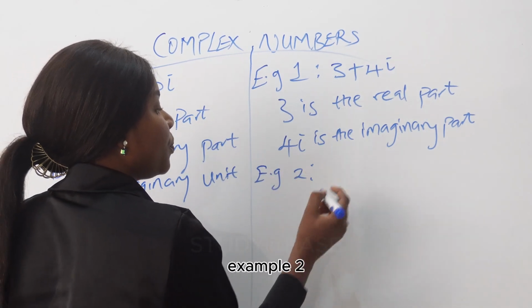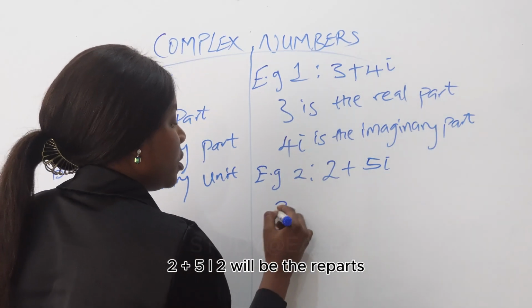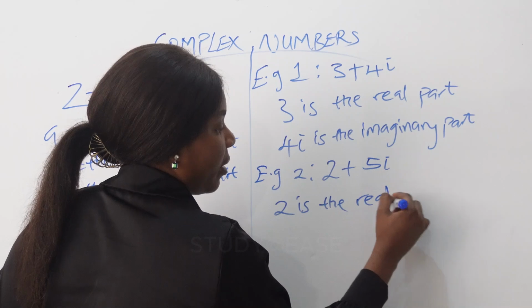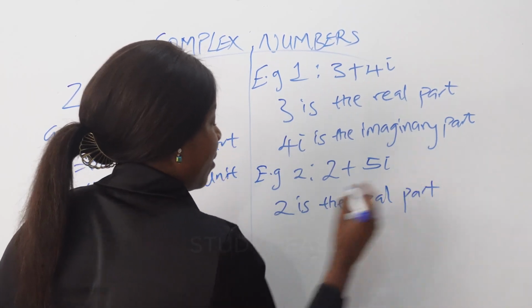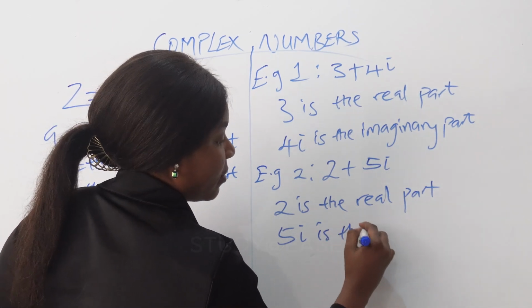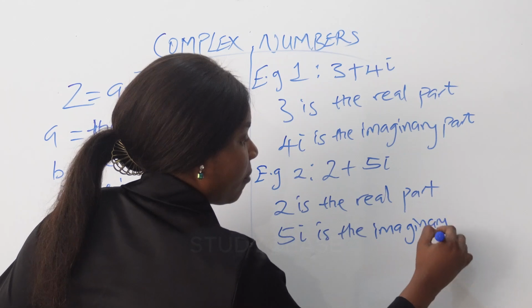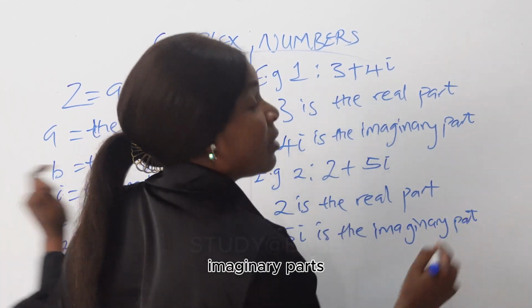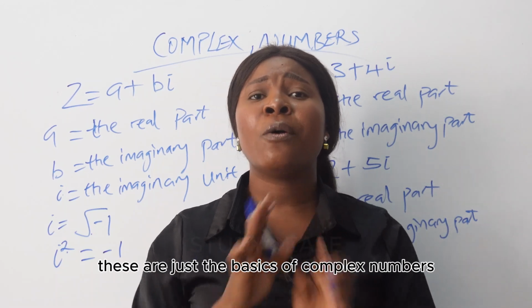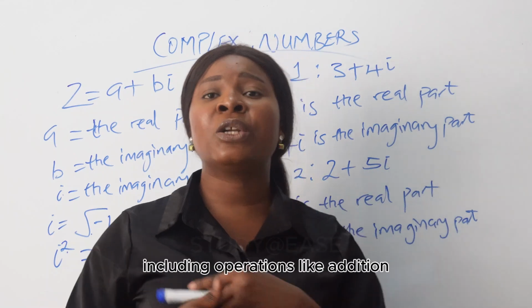Let's say we have another example. Example 2, 2 plus 5i. 2 will be the real part, 5i is the imaginary part.